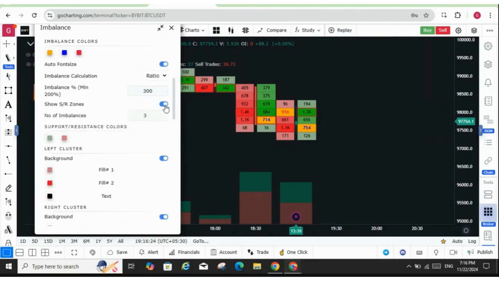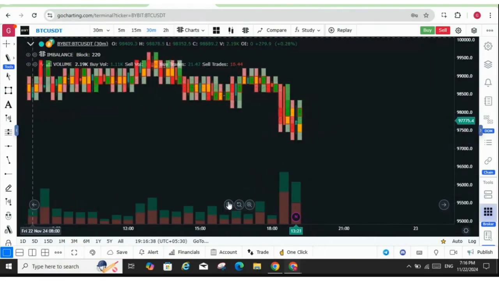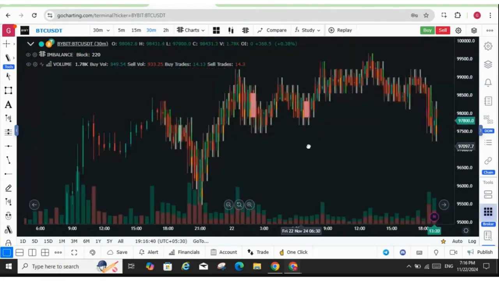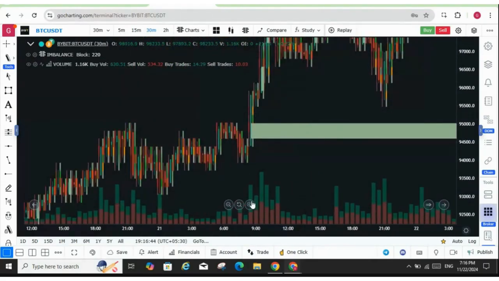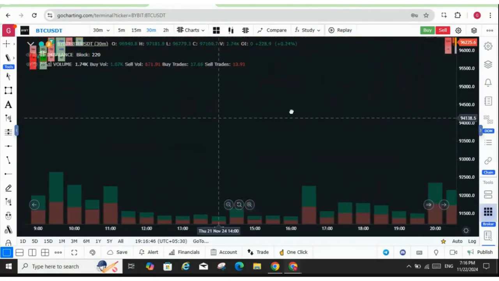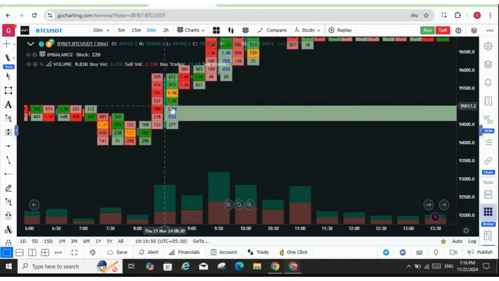So if you click on this, now if the number of imbalances are 3, so if the stacked imbalances are 3, you will get the support and resistance zone. So let me reduce it to 2, and let me see if we are getting, let me just go back a little. Okay, so here if you see this one. Okay, right? So here we have two imbalances, right? So here we are getting a support line.